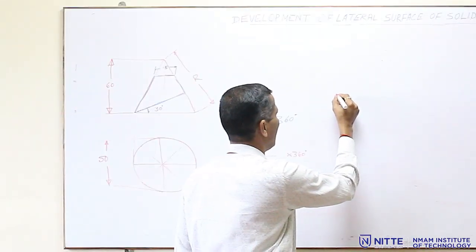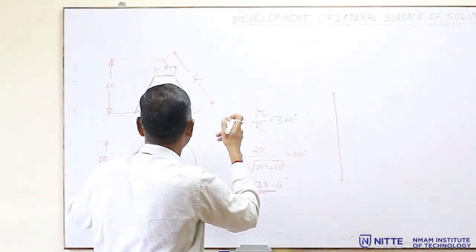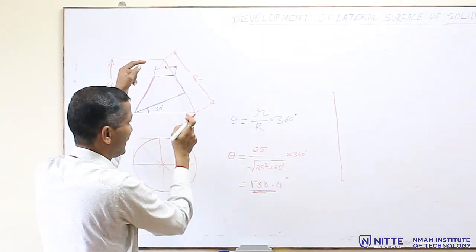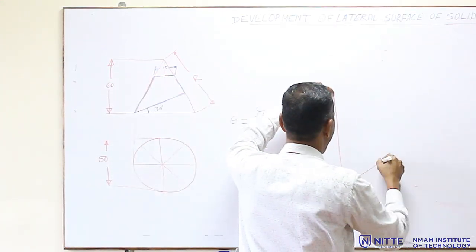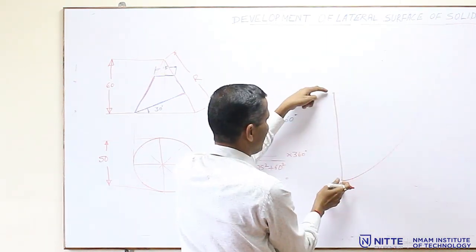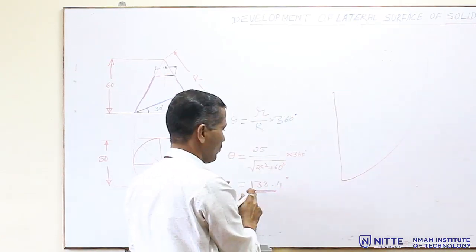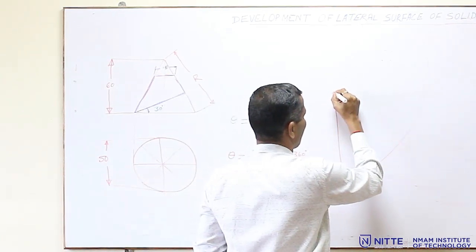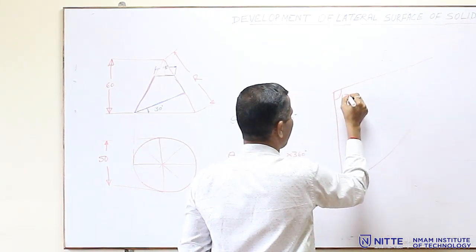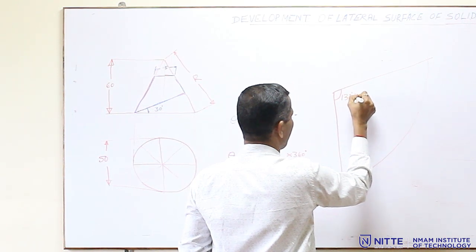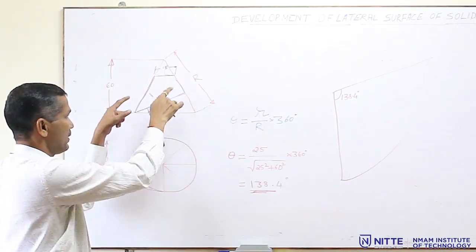After that you draw a line of length equal to capital R, that is this length, the generator, and draw an arc with this radius. And from here you measure the angle of 138.4 and draw one more line. So this angle will be 138.4 degrees. So this is the development of the complete cone.